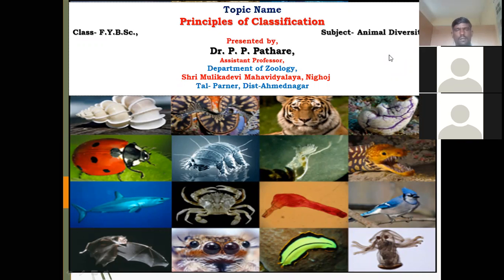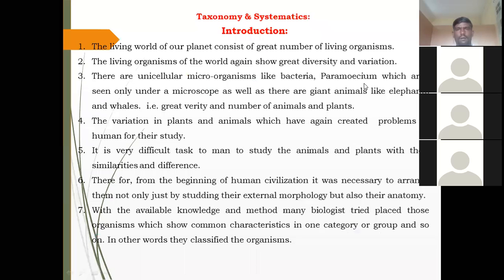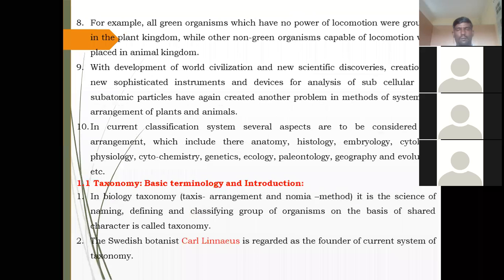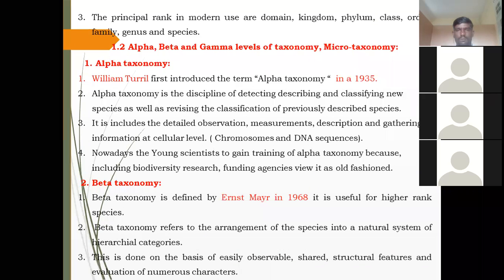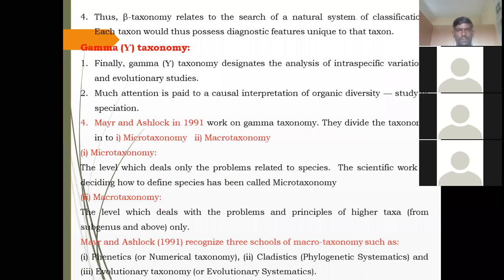Morning, sir. Okay. In the Department of Zoology, Sri Mulika Devi Mahavidyalaya, Nigoj, Taluka Parner, District Ahmednagar. In the last video lecture, we learned some basic concepts used in classification. In that, for example, we learned the types of taxonomy, then different types of taxonomy. Then we also learned some classification, types of classification.